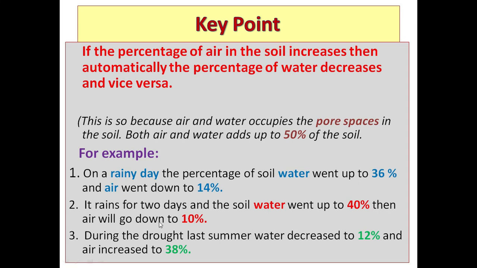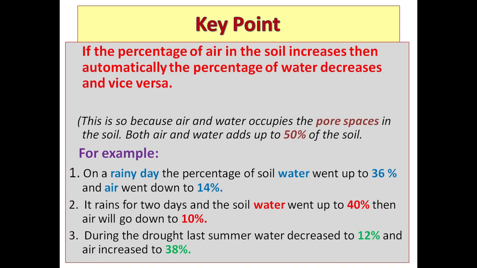Then air will go down to 10%. So both of them should add up to 50. Number 3, let's look at example number 3. During the drought last summer, water decreased 12% and air increased to 38%. So again, both of them should add up to 50%. Alright, so if one increases, the other will decrease.